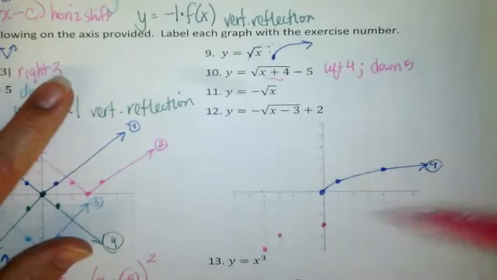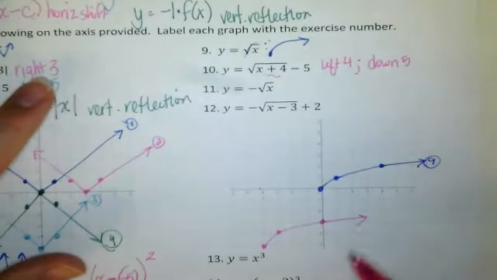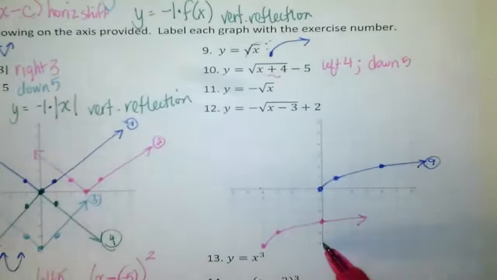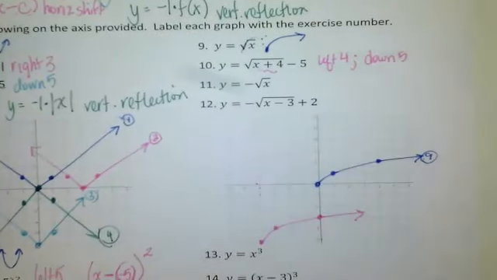Miss, what is that at? -5. Oh, the y-intercept? Yeah. The y-intercept is at -3.